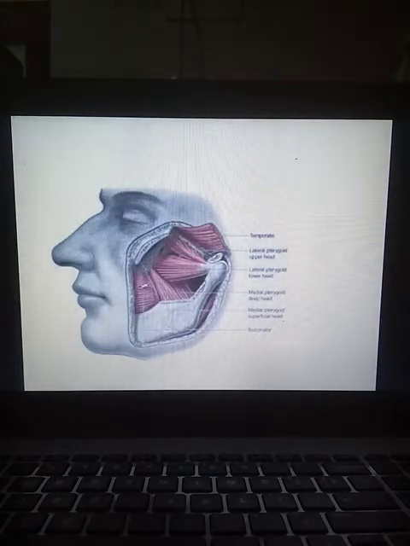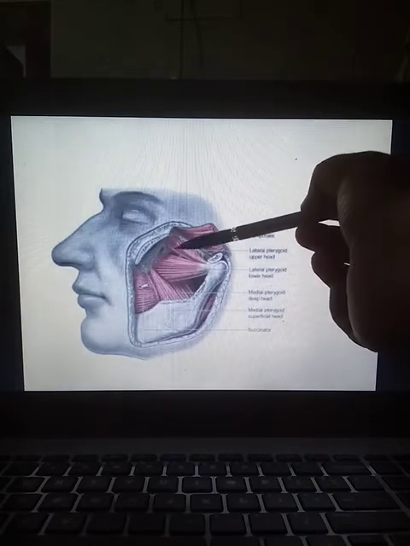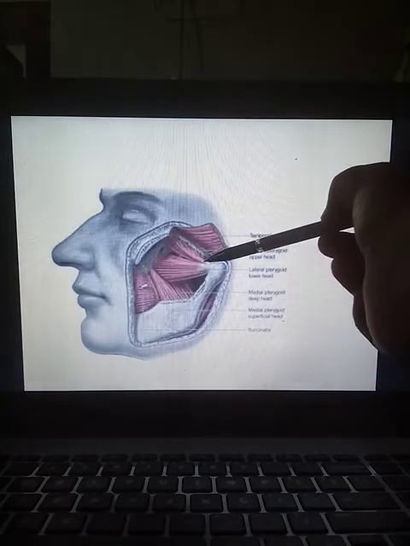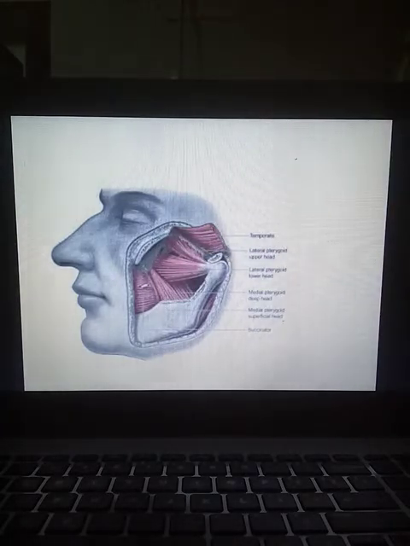It has two heads, the upper head and the lower head. This is the upper head of the lateral pterygoid and this is the lower head of the lateral pterygoid. Lateral pterygoid muscle is a conical muscle, having upper and lower heads.